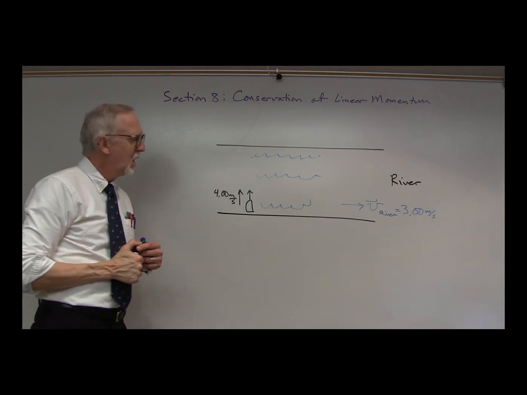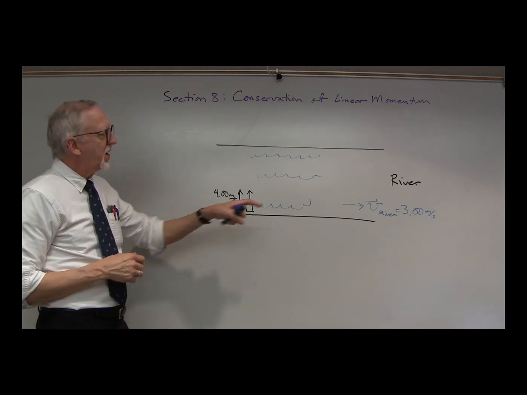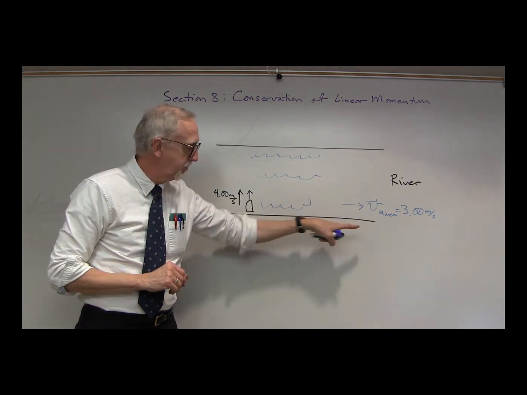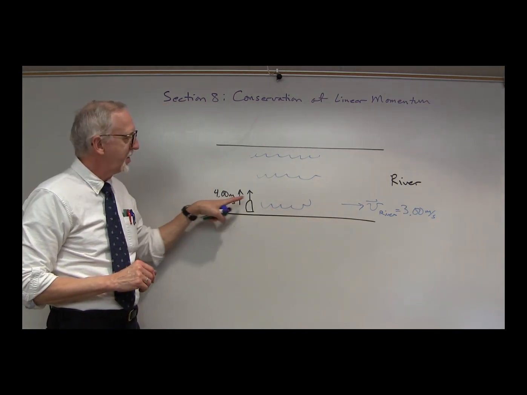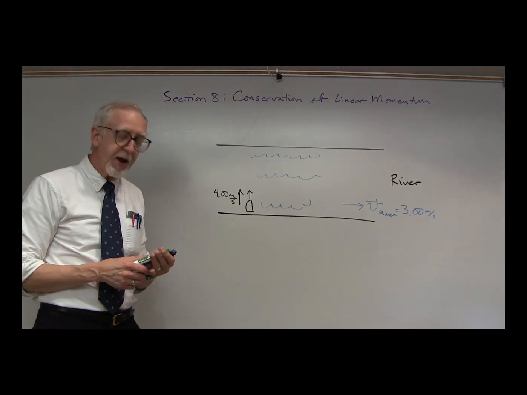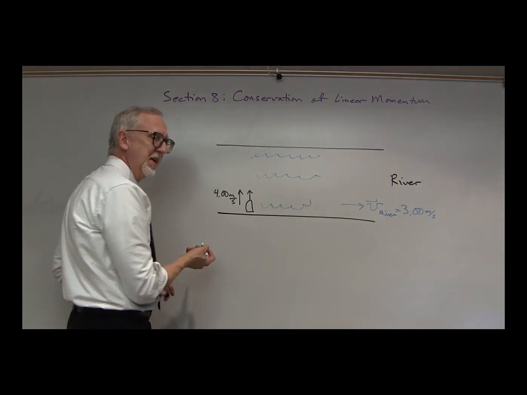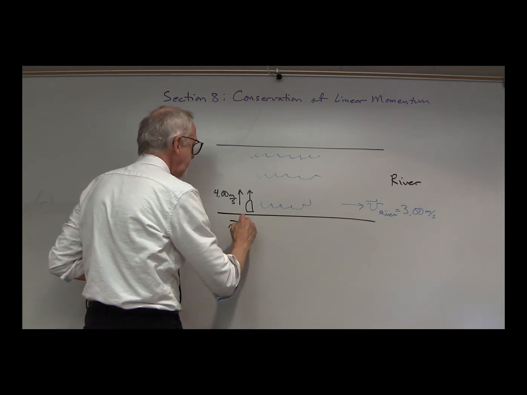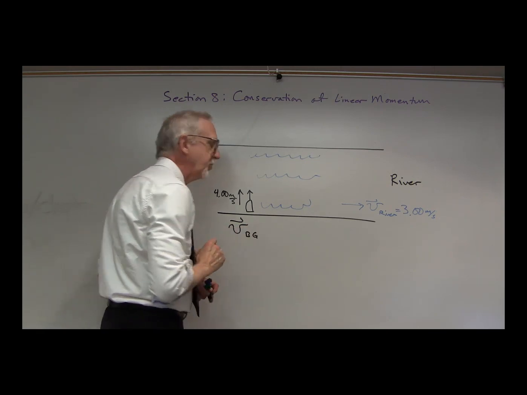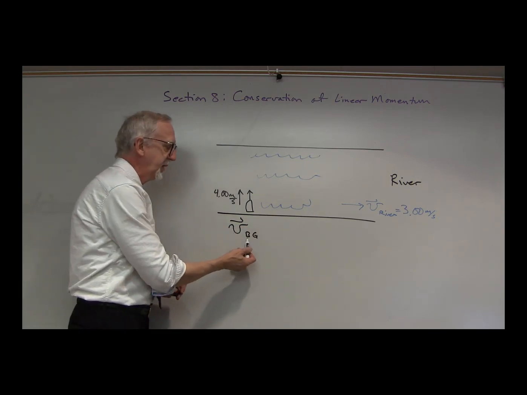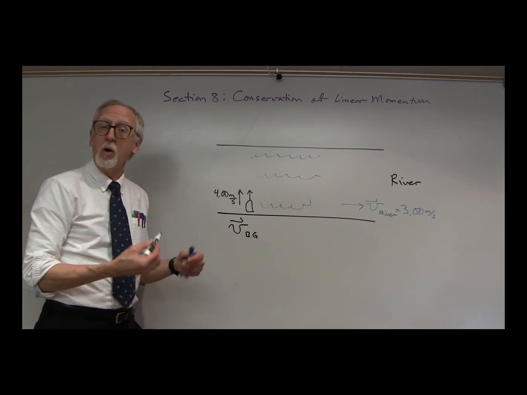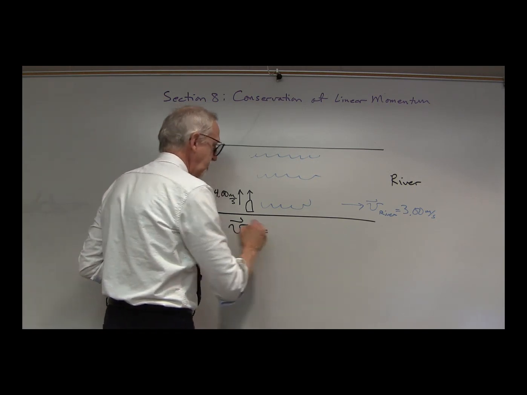Okay? Now, we've got a motion of the river that's relative to the ground, you might say. We have a motion of the boat that's relative to the river. What is the boat going to do relative to the ground? In other words, what is the velocity of the boat relative to the ground? So the velocity of BG, the velocity of the boat relative to the ground. Well, what do we know? How can we deal with something like that?